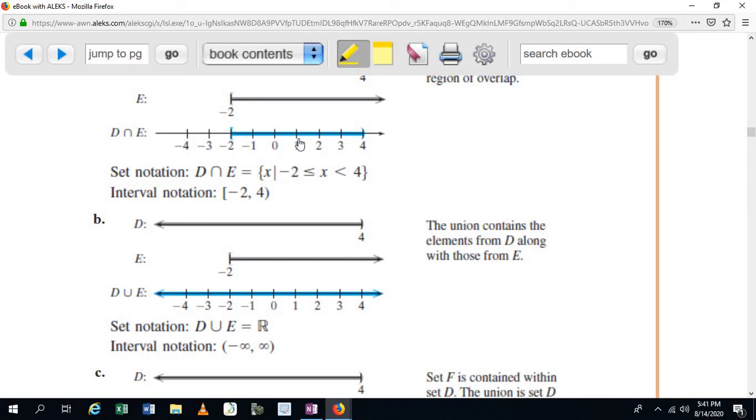By the way, the one up here, you can also write in interval notation. We found out where the overlap was on the graph, but if you want to write that in interval notation, you would include -2, so that would have a brackets, and then you would stop at 4, but not including 4, so that would have a parentheses.